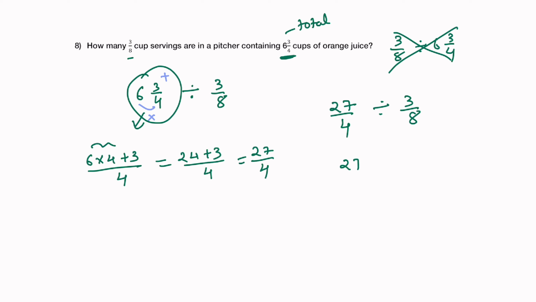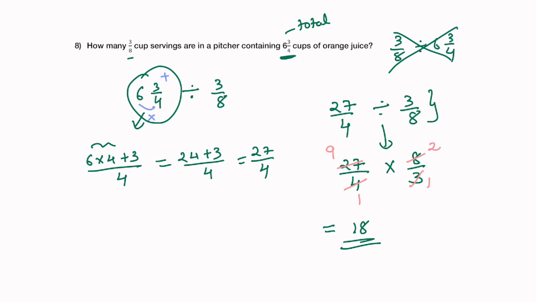So this becomes 27 upon 4, first fraction as it is. Division becomes multiplication and we inverse this. So that's 8 upon 3. And we now cancel the common factors. So that's 3 times 1, 3 times 9. 4 times 1, 4 times 2. That means we have 9 times 2 and that's 18. 18 servings of 3/8 cup are there in the pitcher that contains the total of 6 3 upon 4 cups of orange juice.